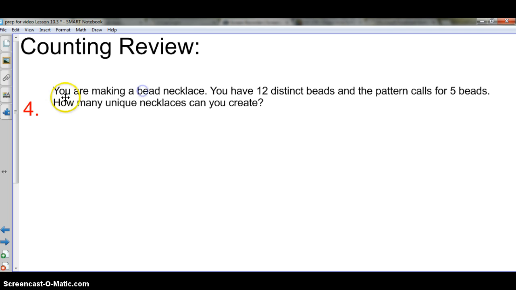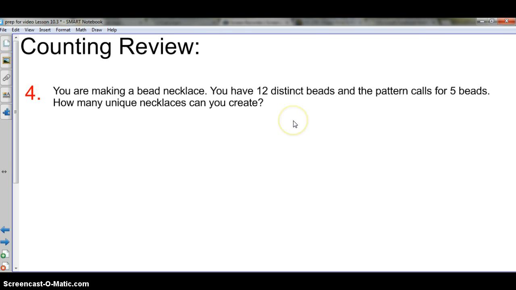You're making a bead necklace. You have 12 distinct beads, and the pattern calls for 5. How many unique necklaces can you have? On a test situation, I'll be very clear, like this is going to be a permutation, or this is going to be a combination by the words that I choose. This one is a little bit ambiguous, a little bit unclear.